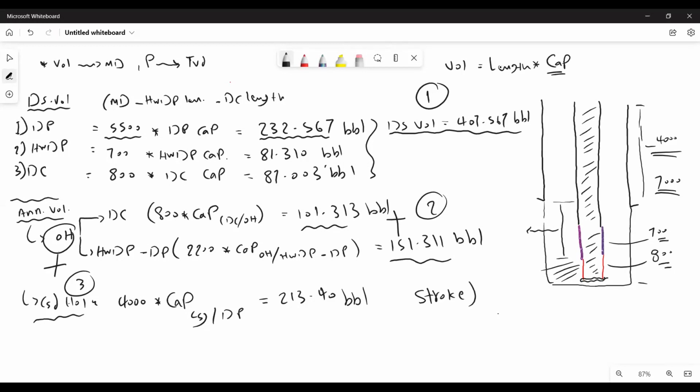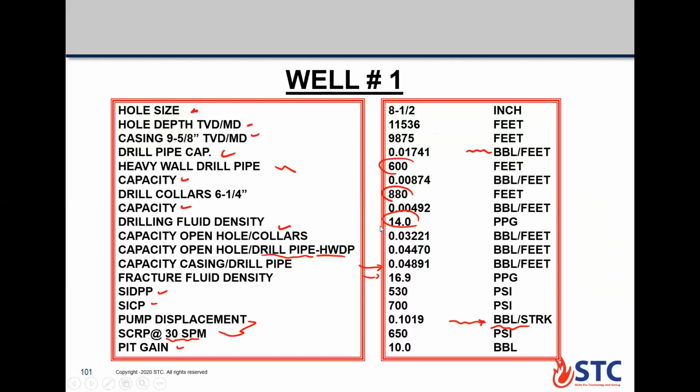So how to convert from barrels to strokes? By using, as mentioned, pump displacement. If you look here again to the pump displacement, this one, pump displacement. Okay, so its unit, as you see, is barrels per stroke.